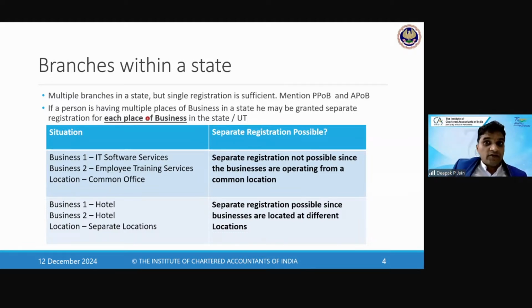Now, in the second example, you see you're running hotels. Your business one is a hotel, business two is a hotel. You can get separate registration because the provision says having multiple places of business. Your places of business should be multiple. Then you can get a separate registration.